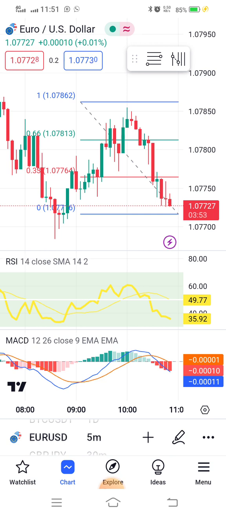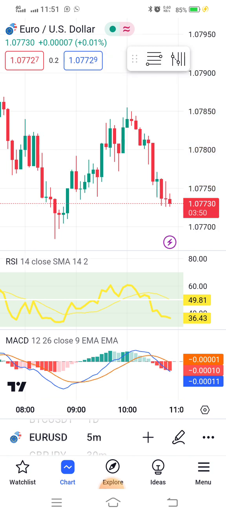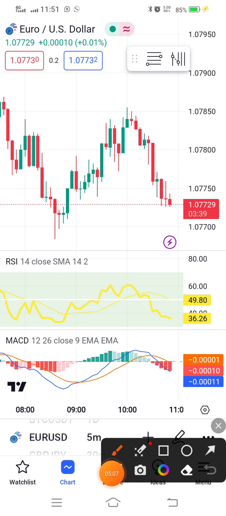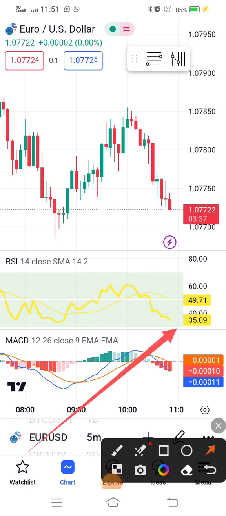Now, I could easily delete this and then assume I want to sell. The market is still dumping. We're currently at, RSI is currently at 35, as you can see right there. It needs to bottom.